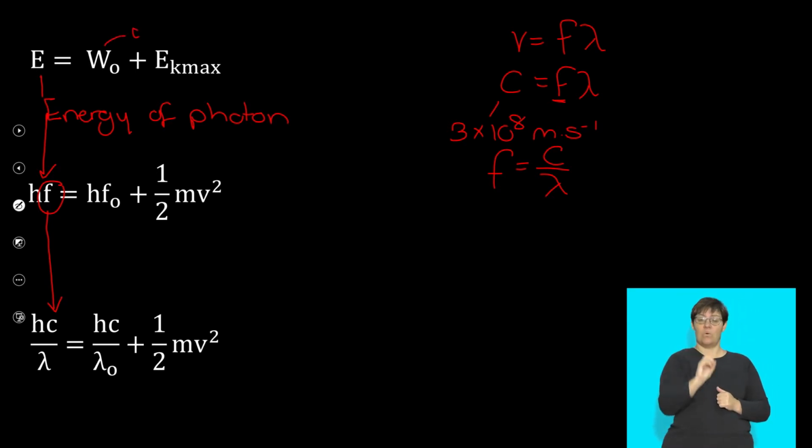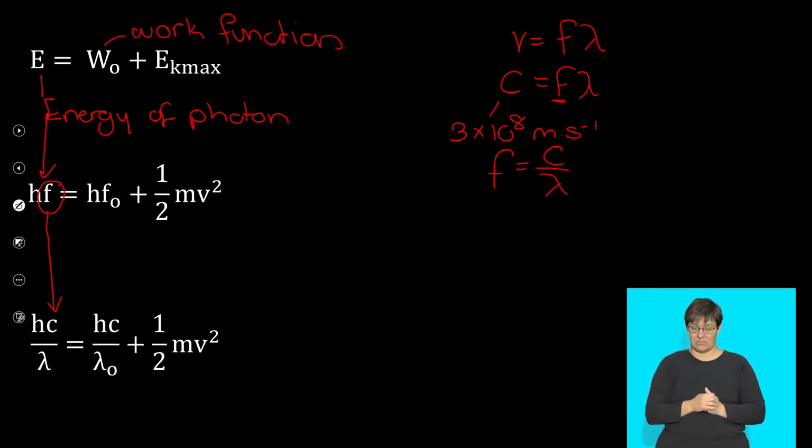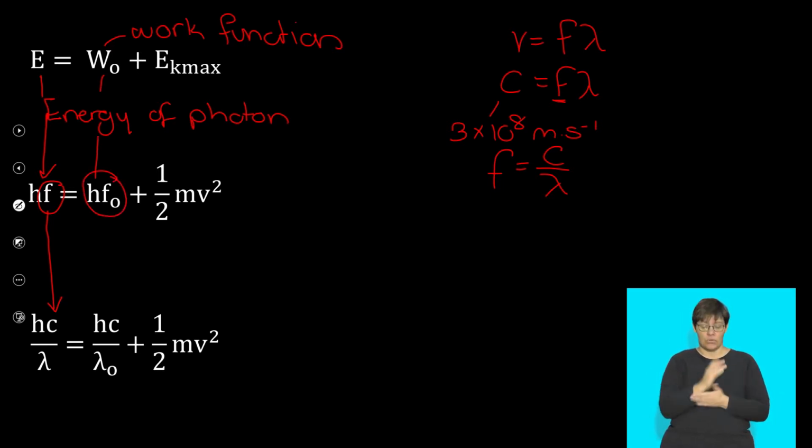W0 is the work function. Minimum energy needed for the electrons to start to get off the surface of the metal. We calculate the work function by that equation, hf0, where f0, remember, is the threshold frequency.